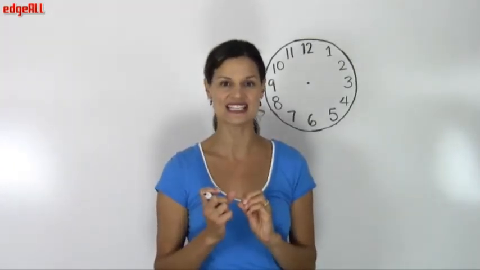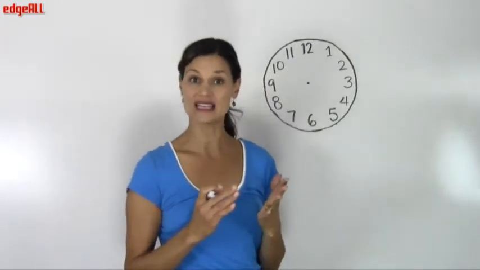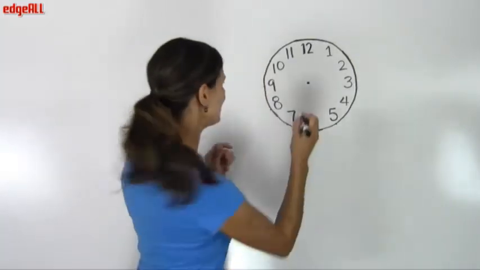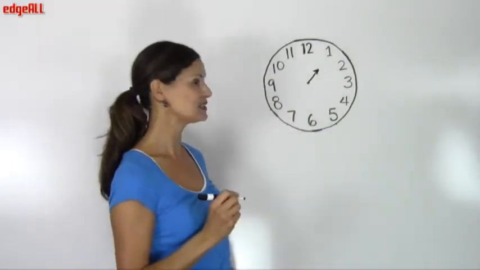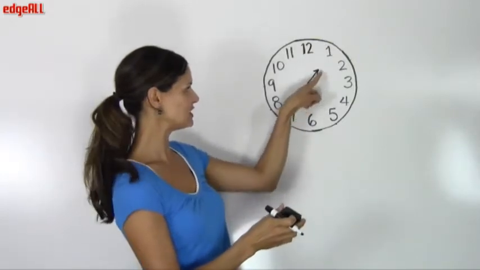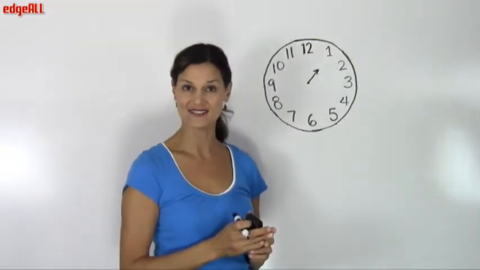So the first one that we'll talk about is the shortest of the 3 hands, and it is called the hour hand. This hand will make a full circle every 12 hours, reaching a new number each hour. At 1 o'clock, the hour hand will point directly at the 1. So at 1 o'clock, the hour hand is going to look like this, pointing directly at the 1.